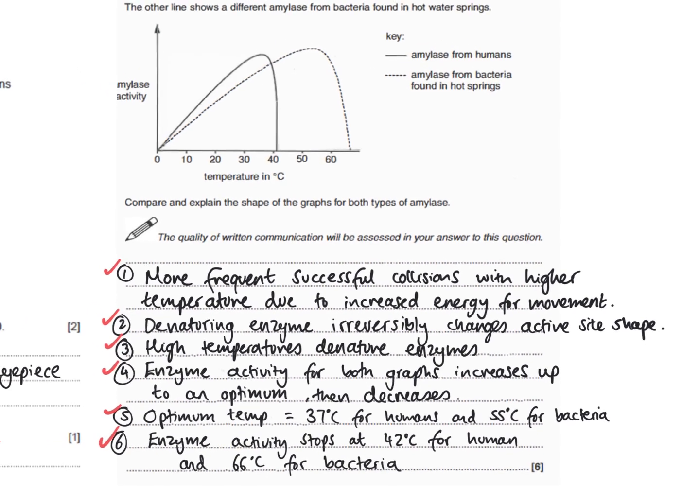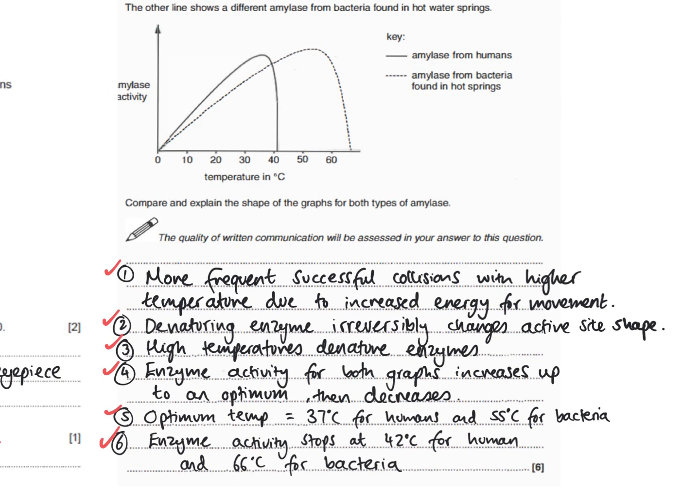First mark, say more frequent successful collisions with higher temperature due to increased energy for movement. The second, denaturing the enzyme irreversibly changes the active site shape. The third mark, higher temperatures denature enzymes. Fourth, the enzyme activity for both graphs increases. So you can see that on the graph here.